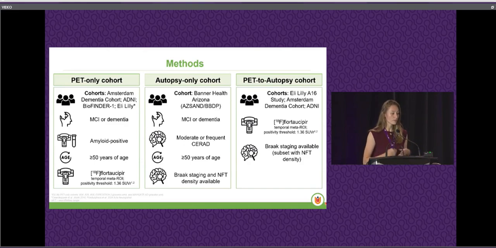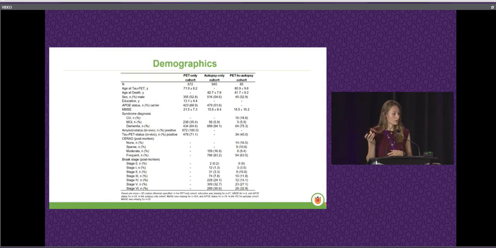scores available. And for both flortaucipir imaging in the PET-only cohort and the PET-to-autopsy cohort, we defined a positive tau PET scan based on a threshold of 1.36 SUVR. This is a threshold defined in previous studies and has been applied to the cohorts that we included here as well. So here you can see the table of demographics.